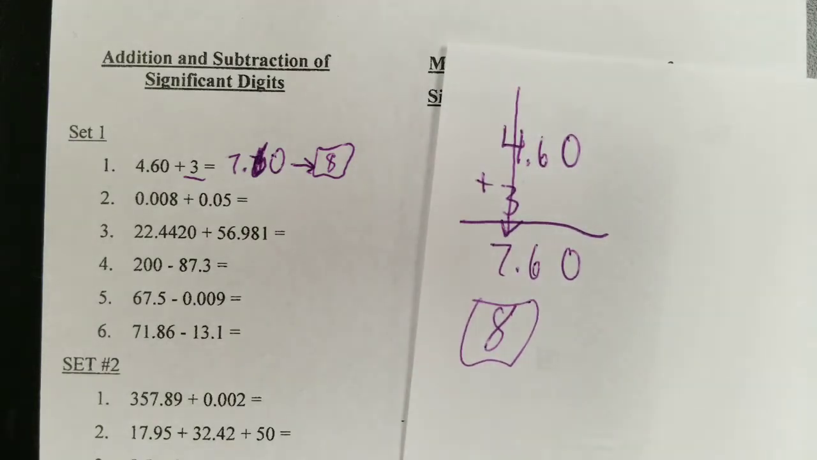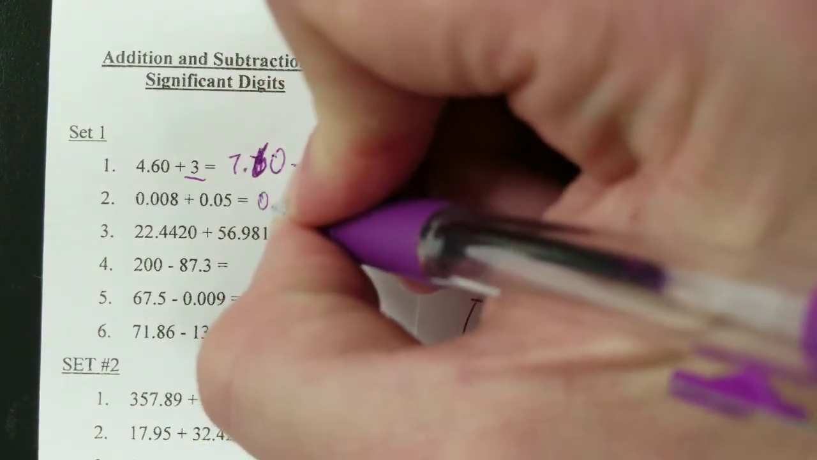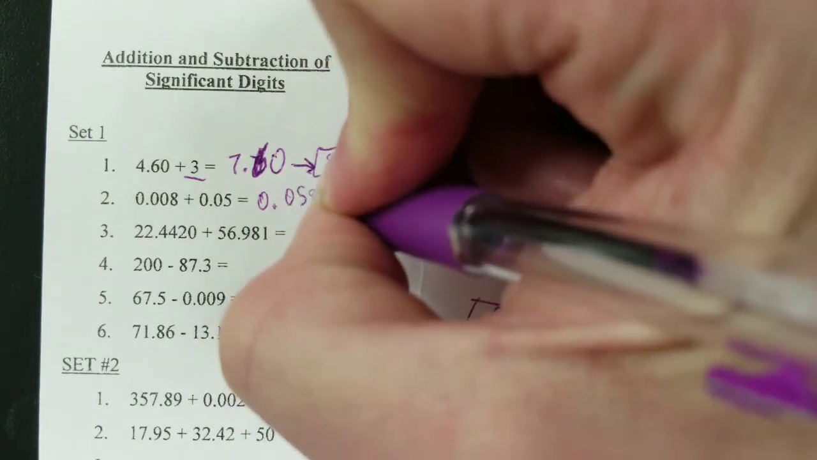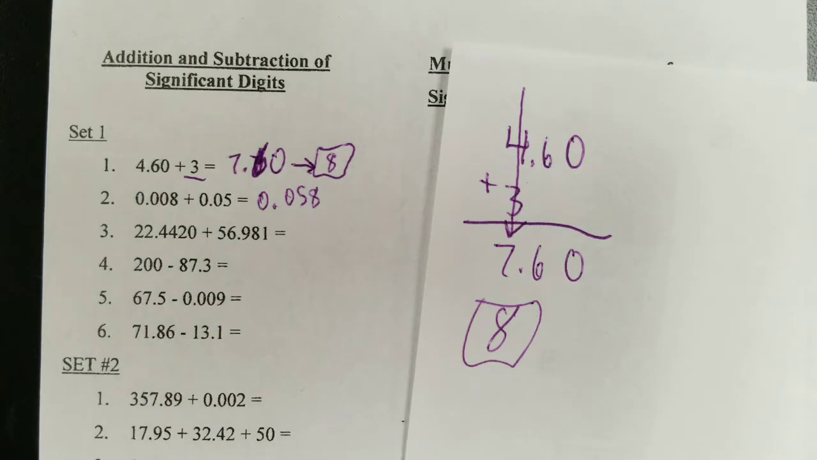Now with these others, let's see. For this one, the raw answer is 0.058, right? Never leave a naked decimal. Let's put a 0 in front of a decimal. And how to round that off?